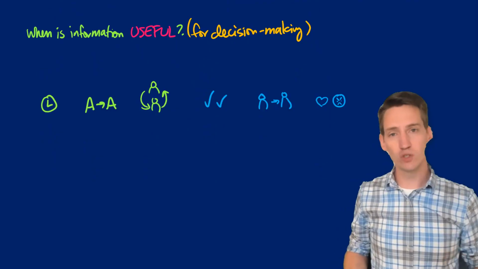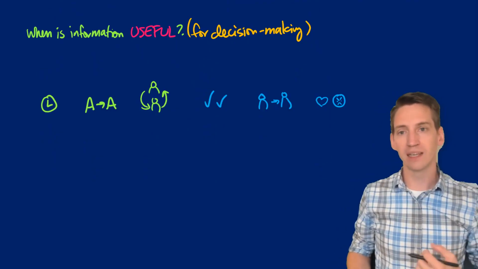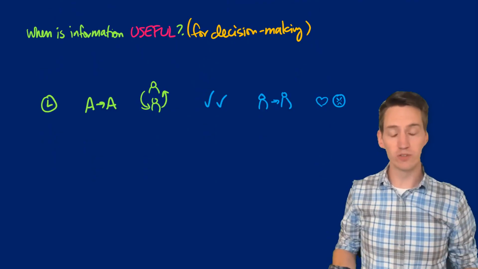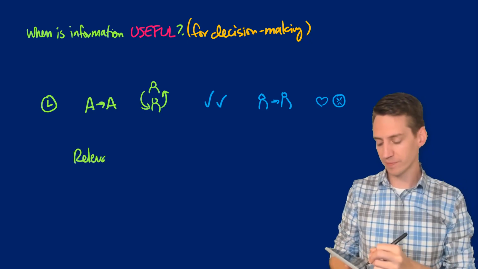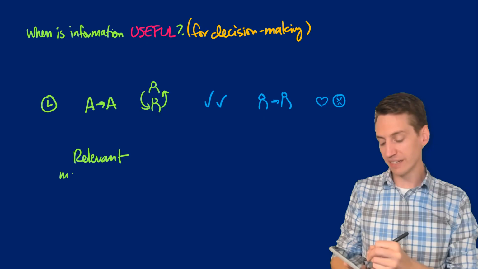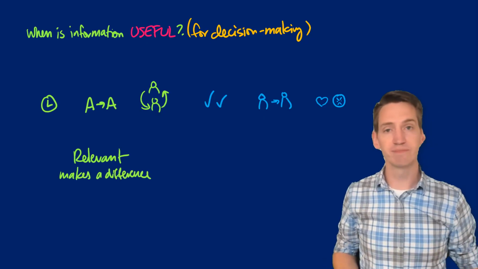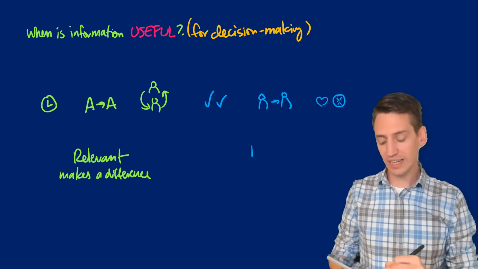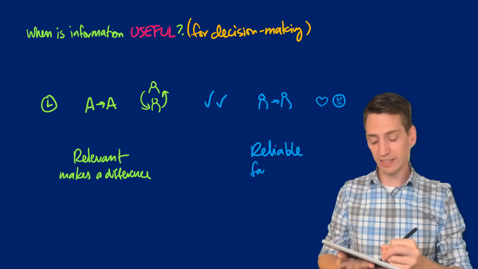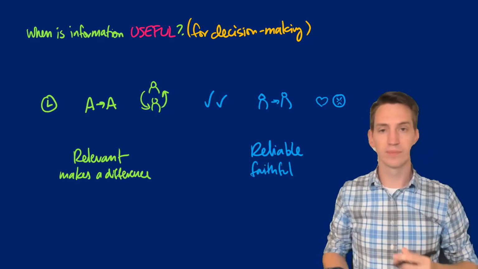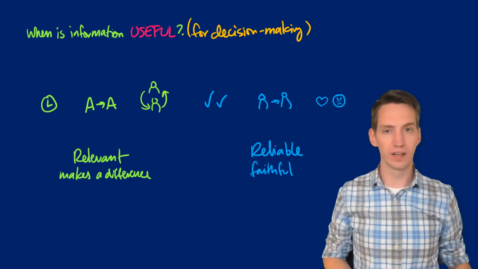When is information useful for decision making? In order for information to be useful, it has to fit into two criteria. One is it has to be relevant. Relevant means it makes a difference when we make a decision. And two, it has to be reliable, meaning that it is faithfully represented. It accurately reflects what's going on.